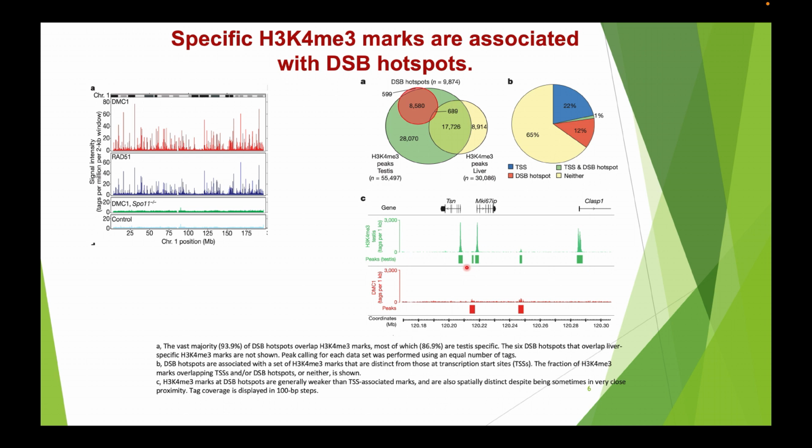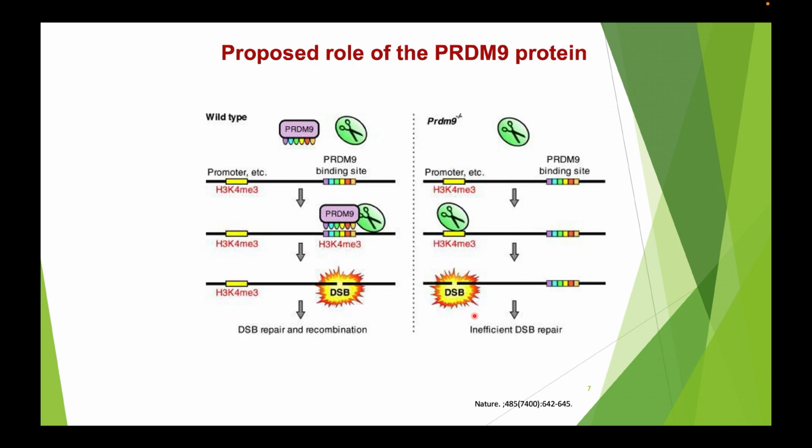So the H3K4 trimethylate marks are not only generated on the hotspots. There are several other places where H3K4 trimethylate marks are generated, and those are much stronger than the trimethylate marks on hotspots. So hotspots are associated with marks which are much weaker than those found on promoter regions. Now how do we know this? These DSBs are controlled by PRDM9.